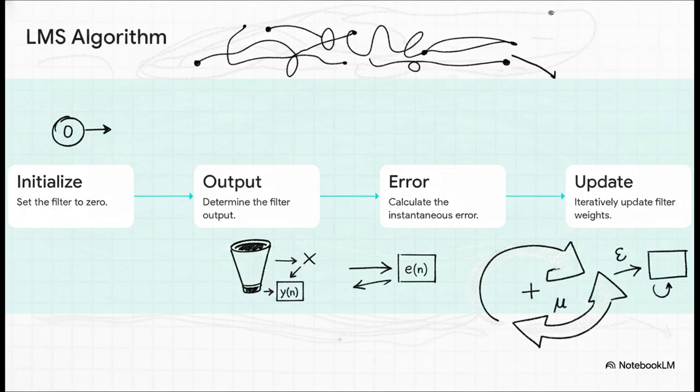The most common method is the stochastic gradient algorithm, widely known as LMS, or least mean squares. It's a brilliant 4-step cyclical recipe. Step 1, we initialize the filter weights to 0. Step 2, we calculate the filter output. Step 3, we calculate the instantaneous error. And finally, step 4, we iteratively update our filter weights based on that error using an adaptation step factor. It is constantly correcting itself.